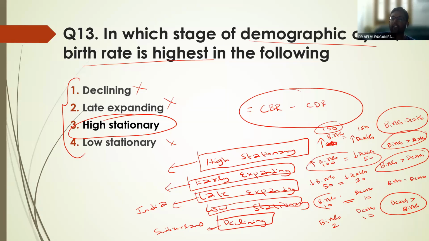High stationary, low stationary. Here the difference can be zero. So for high stationary and low stationary, the difference will be zero. For declining, it will be minus. So if you want exactly the narrow gap, it can be high stationary or low stationary. That means the difference is zero. So there is no single answer for your question, because both here and here the difference will be zero, high stationary and low stationary. Okay, right?